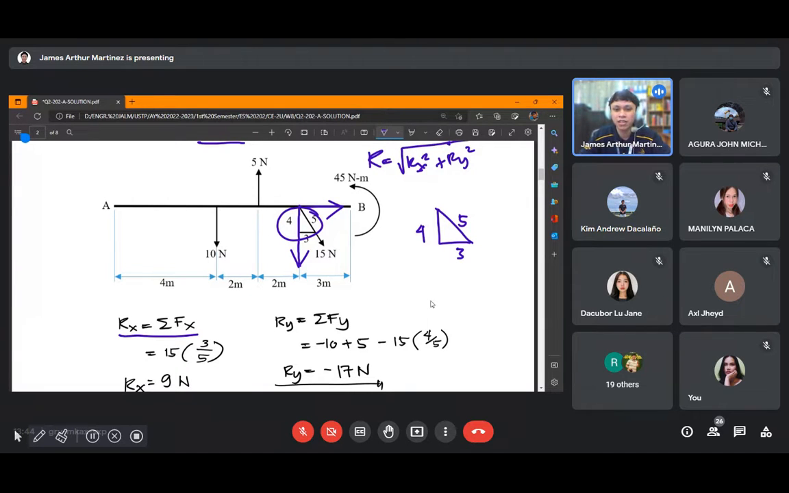4 as the altitude of your triangle and 3 ang base sa imong triangle. Now, pwede nga kuhaan mo ni siya og angle, no? Angle theta. Pwede nimo i-solve si angle theta. So how to compute for the angle theta?